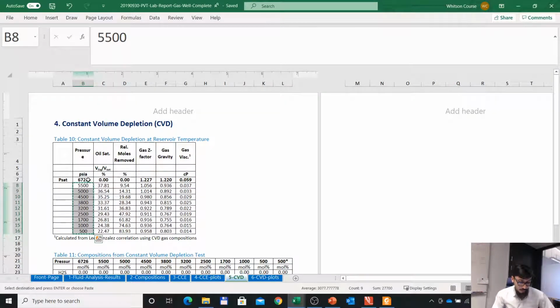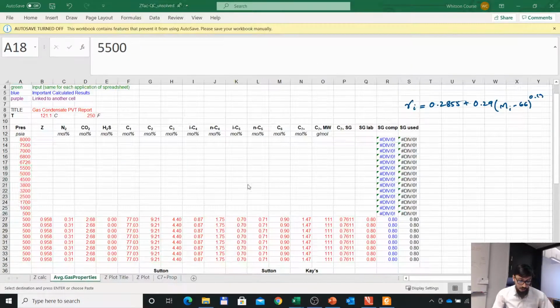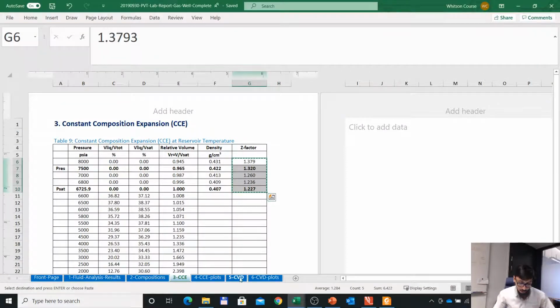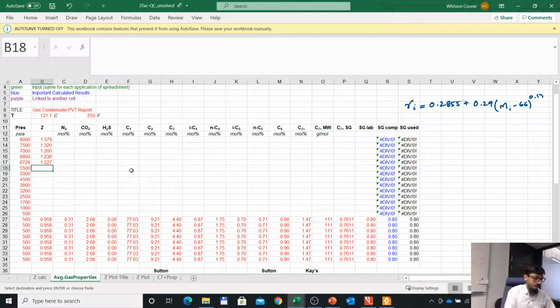So we didn't copy the first one because the dew point, we copied it from the CCE experiment. So now I'm going to copy the gas Z factors until the dew point from the CCE experiment, and then we are going to copy the gas Z factors from the CVD experiment, and this first one at the dew point has to be the same as in the CCE experiment.